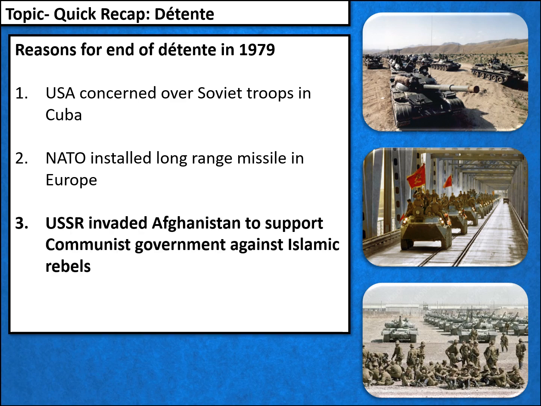But our major reason was that late in 1979, the USSR invaded Afghanistan in support of a communist government that was under threat from an Islamic rebellion by Mujahideen fighters. And to prop up this government, the Soviets launched a huge offensive, and America reacted furiously to this. And this effectively brought the period of Detente to a close, and was a direct reason why SALT II, that we've just spoken about previously, was never ratified. So this is a really important reason why Detente came to a close.